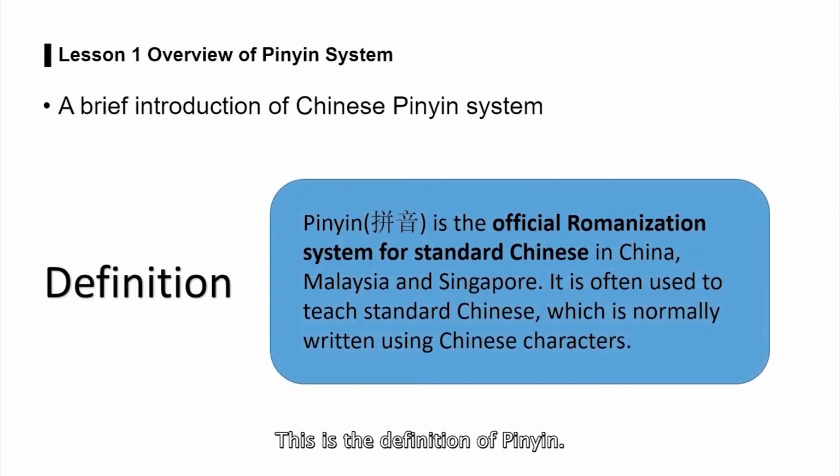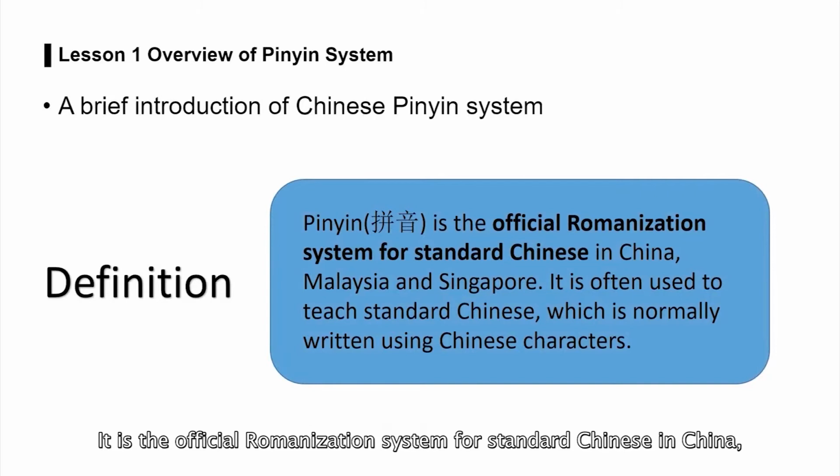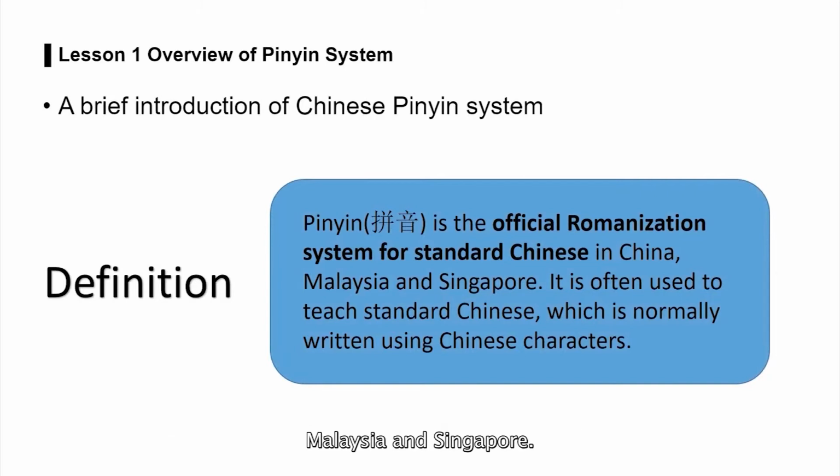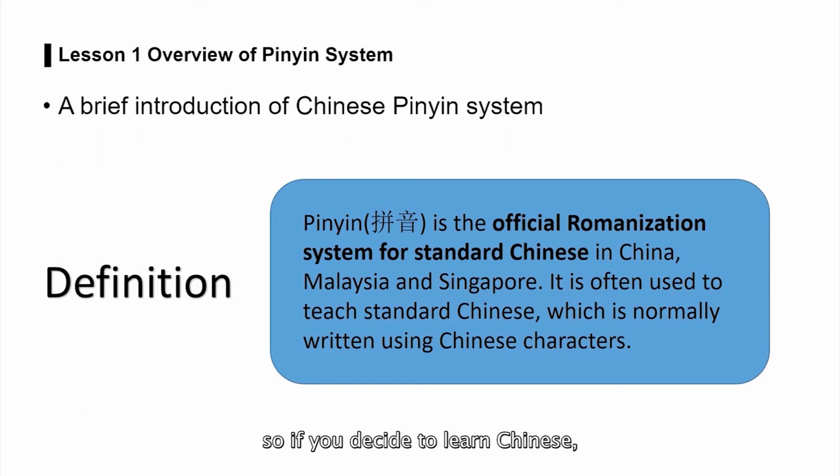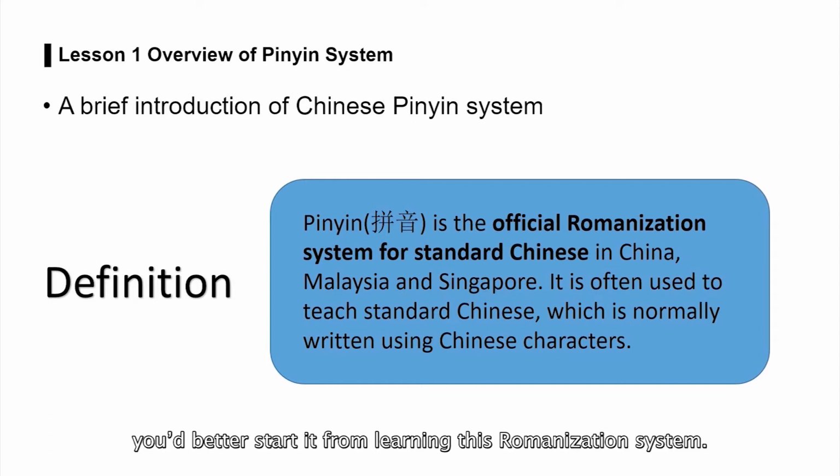This is a definition of Pinyin. It is the official romanization system for standard Chinese in China, Malaysia, and Singapore. It is often used to teach standard Chinese, which is normally written using Chinese characters. You may have heard about that. Chinese characters are very unfriendly to a non-native speaker. If you decide to learn Chinese, you'd better start from learning this romanization system.